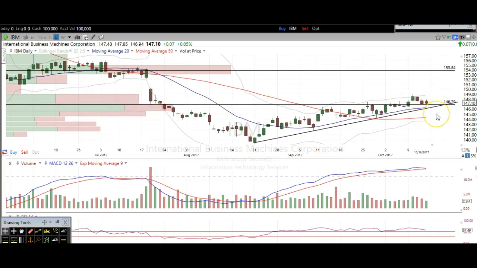I'm not saying it is going to break. I'm just saying you've got to be open to all possibilities when you're trading these stocks and not be married to a certain direction or a certain opinion, because that's what's going to make you lose money in the market. You want to be flexible.